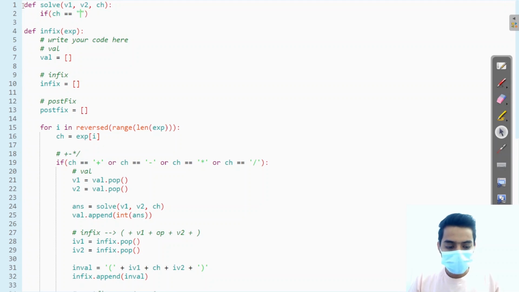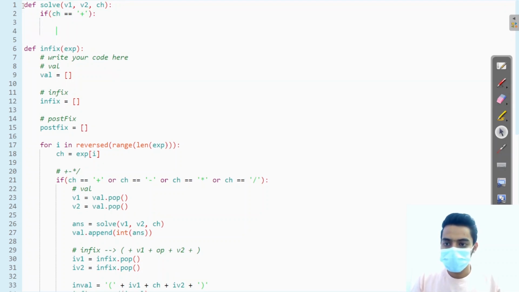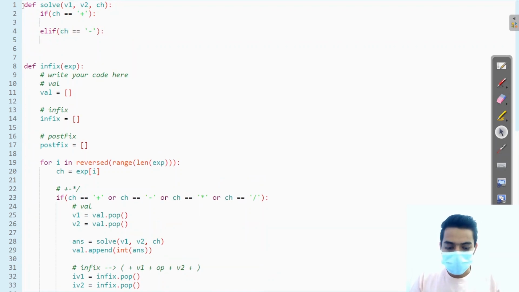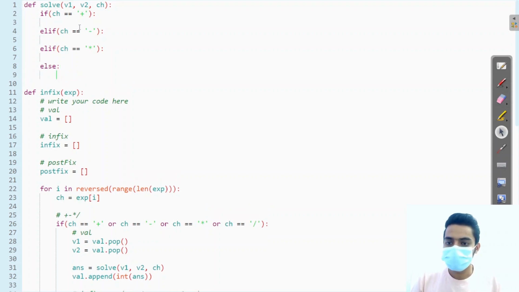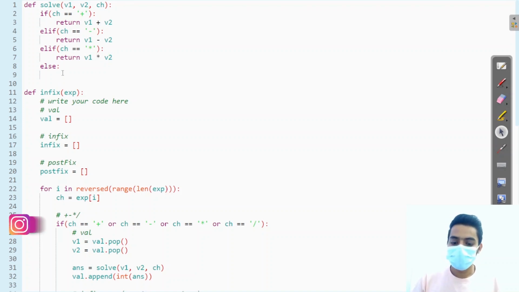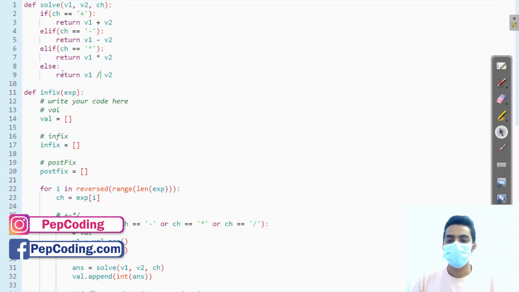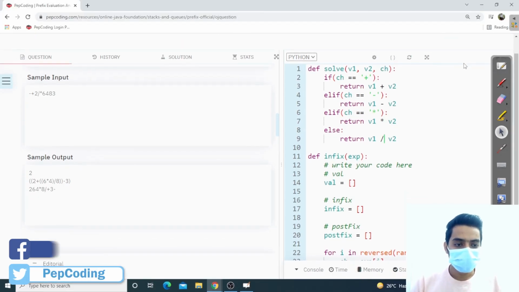If the character is plus, then we need to do something, elif the character is minus, then we need to do something, and elif character is multiplication, then we need to do something, and the last character will be division. So we need to return here v1 plus v2. If the character is minus, then return v1 minus v2. If the character is multiplication, then return v1 into v2, and if the character is division, then return v1 by v2. So this is our code for this.